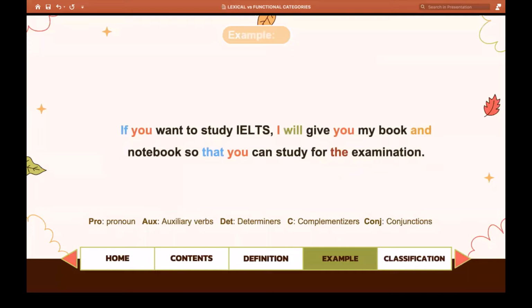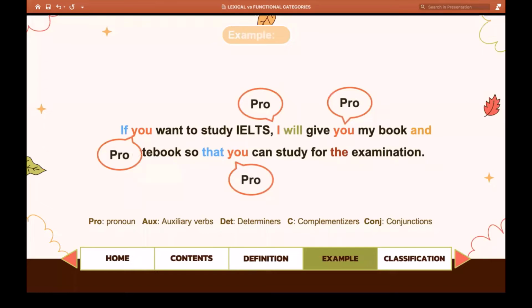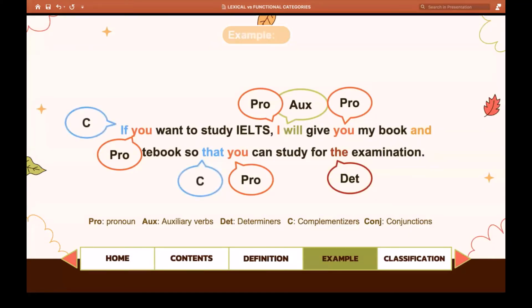In our example, if you want to study IELTS, I will give you my book and notebook so that you can study for the examinations. You can see that in this example, I and you are the pronouns. Will is the auxiliary. The determiner is the word the, the complementizers are if and that. Finally, the conjunction is the word and.